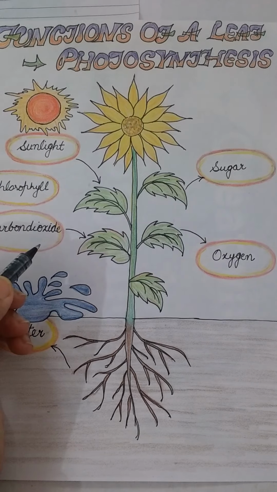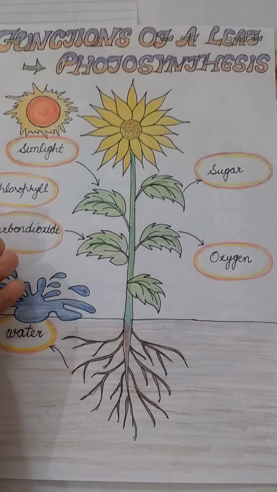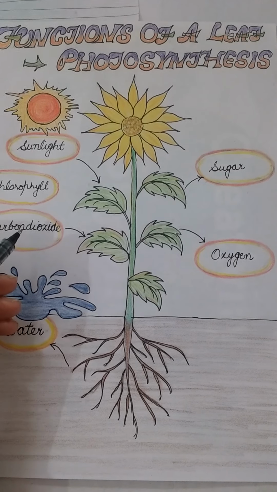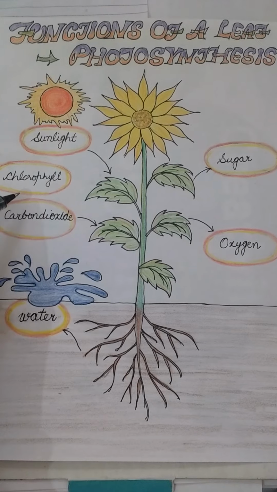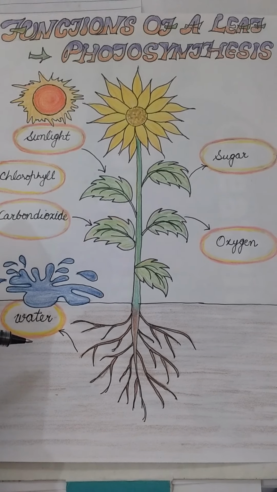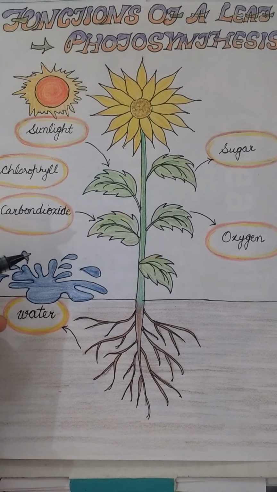There are some requirements of the leaves for making food. Those requirements are water, carbon dioxide, sunlight, and chlorophyll. Well, students, do you know how the leaves fulfill these needs?